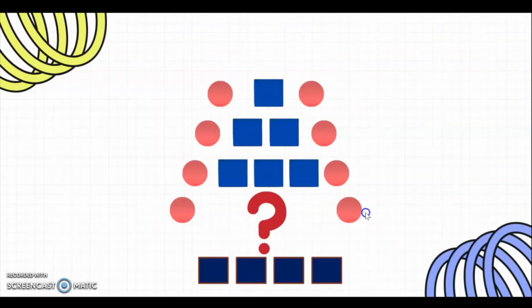How can we know that? The blue squares increase by 1 each line. The blue squares in between the circles keep growing by 1 every line. That's how this pattern works. So 1, and then 1, 2, and then 1, 2, 3. So next is 1, 2, 3, 4. 4 blue squares.